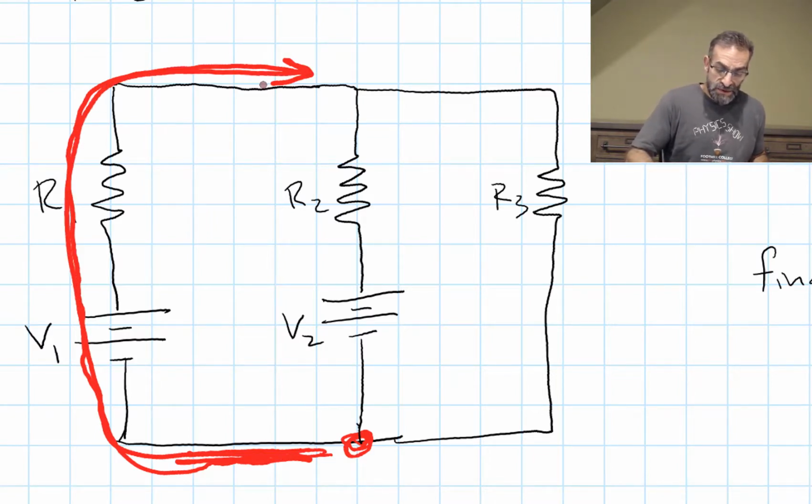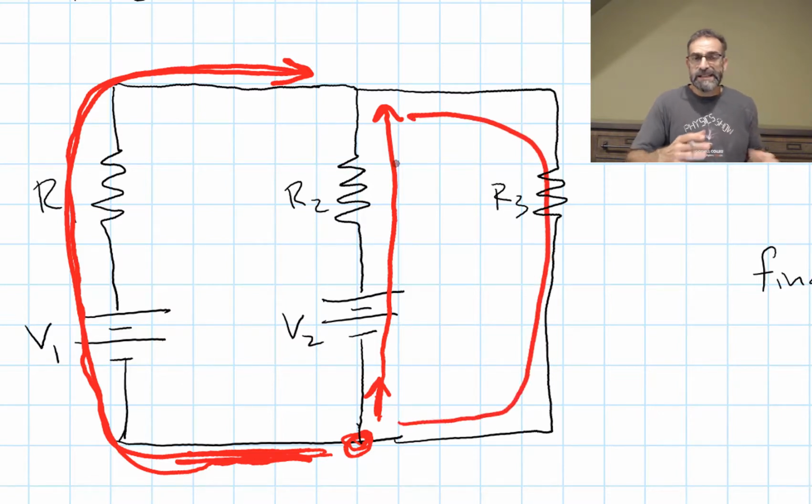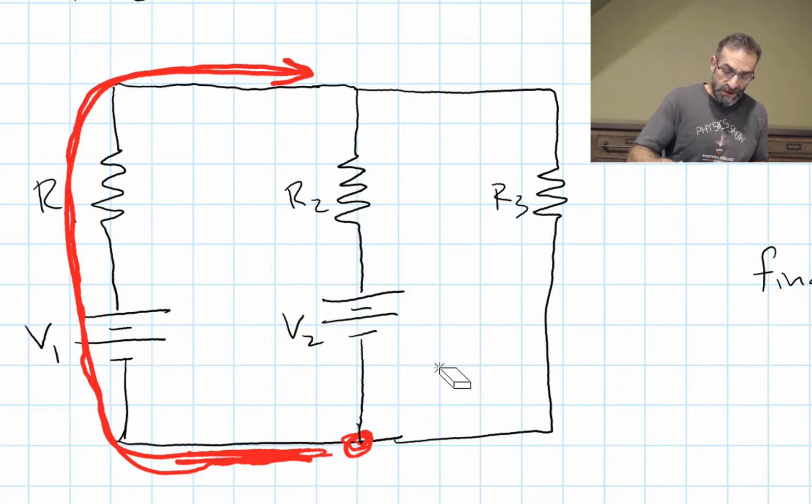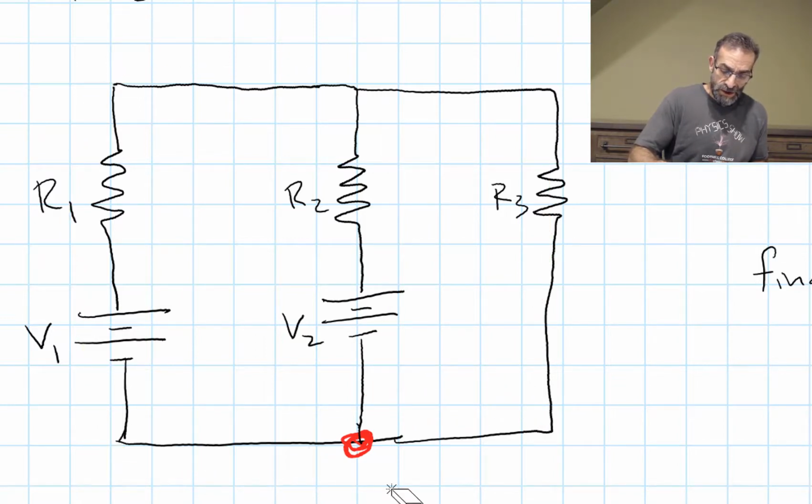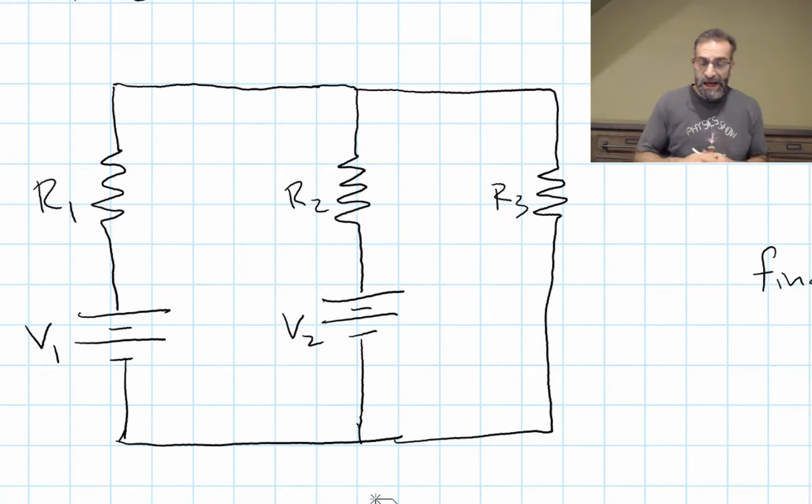The same is true with the middle branch. Once the current decides to take that path, it has to go all the way to the top. And the same is true of the last path. Once it's on that path, it has to go all the way around until it finds another branch, another fork in the road where it can change direction. So there are 3 branches in this circuit, and I'm going to call the currents I1, I2, and I3.